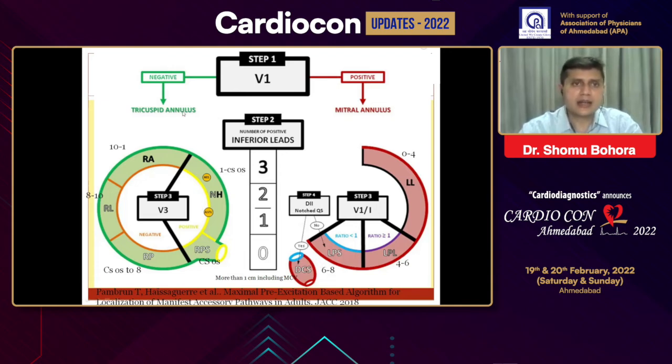Going to the right side, the tricuspid annulus, if V1 is negative, then you again go to the inferior leads. Three positive shows a right anterior or right anteroseptal pathway; one or two positive, right lateral or right septal; and all three negative means right posterior or posteroseptal. How do you differentiate septal versus lateral? By where the transition is. If the transition is in V2, it is likely to be septal. If the transition is V3 or later, it is likely to be a lateral pathway. So this helps us localize the pathway when there is pre-excitation.